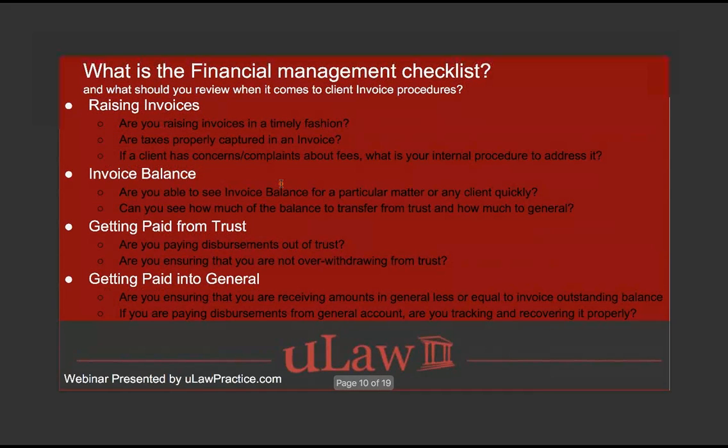Let's move on to the next section of financial management. In this section, they're basically looking at your methods and your procedures for doing the following. First one is, how are you raising invoices? The second one is, how are you validating your invoice balance, something that they really look at. Are you having a mechanism where you can quickly get all the matter balance and all the invoice balance? Can you quickly get that? And then finally, can you see how much of a balance you require to transfer from trust to general? Do you have these procedures in play?